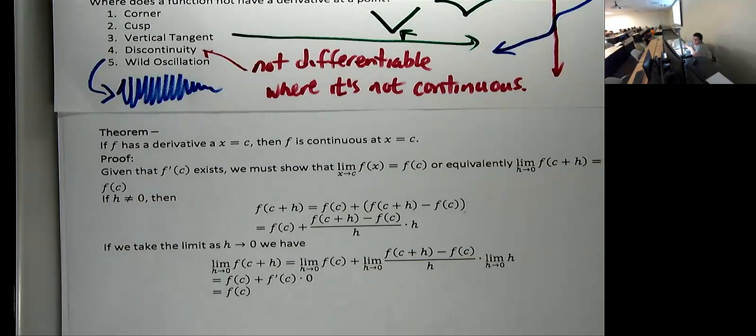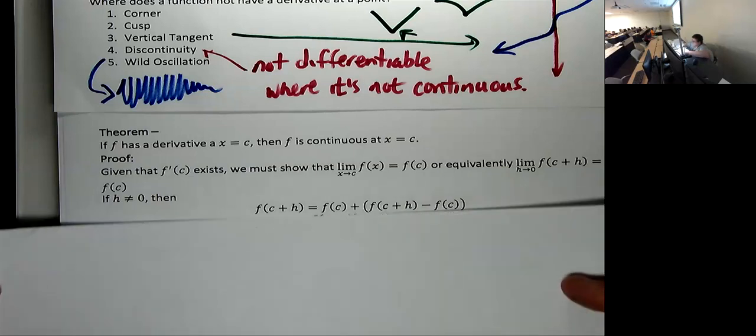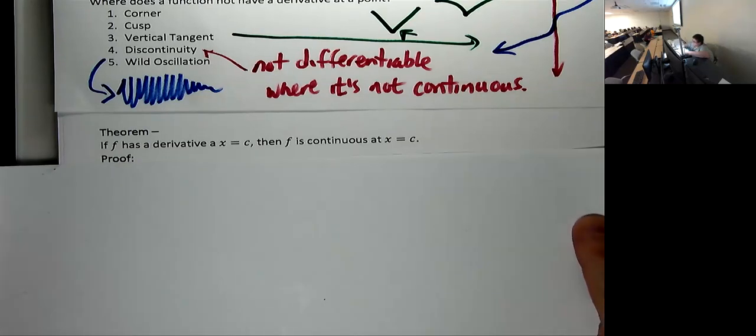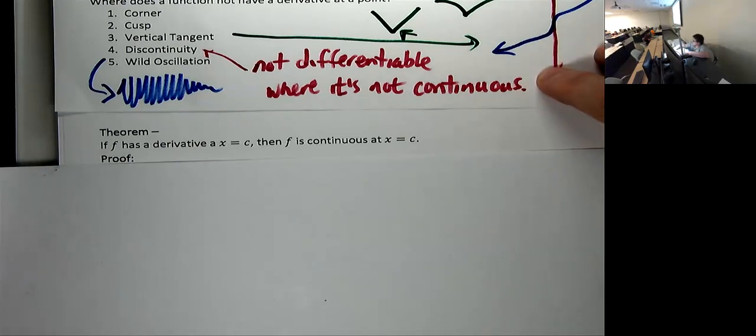Your final theorem. You don't need the proof so much. If you want to see the proof later on, you can always go look at the lecture notes. The important thing is, if f has a derivative at a point x equals c, then f is continuous at x equals c. This kind of goes along with the red writing I have right here.